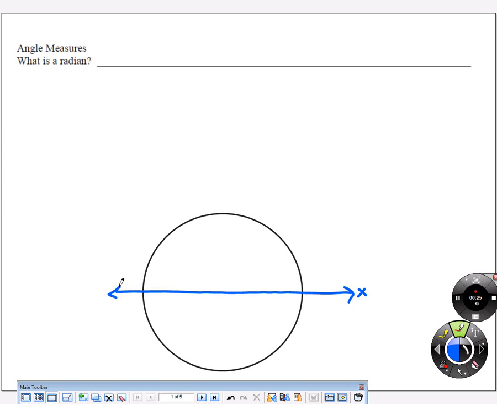But this would be like the x-axis. And this would be like the y-axis. It's just going to give us some reference, okay, so that we can refer to quadrants and so that we can create a beginning and an ending location.